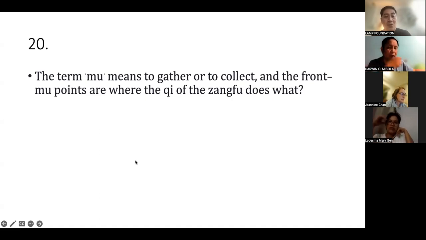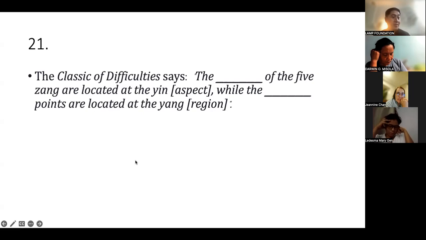So most practitioners would combine both. That means you should know the back shu and the front mu. Okay? Yeah. Okay, so I hope we're good.